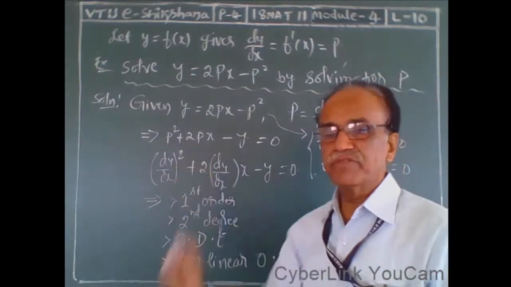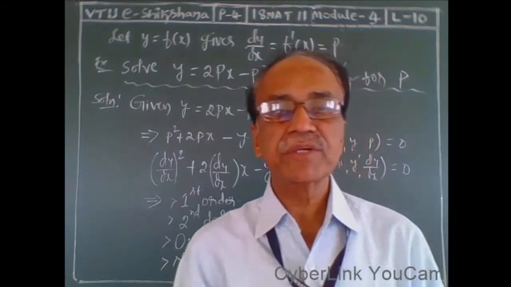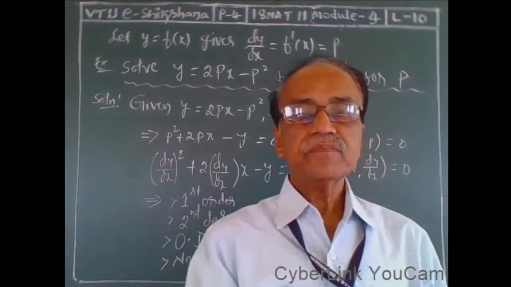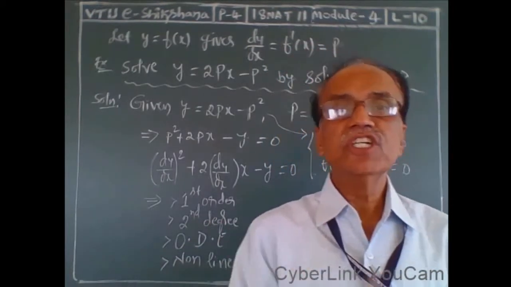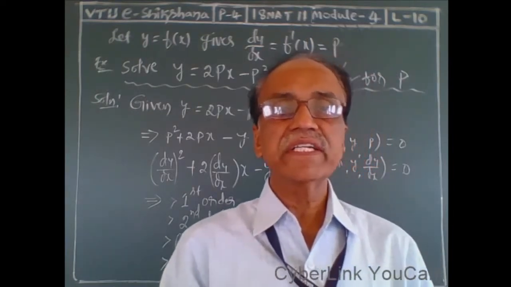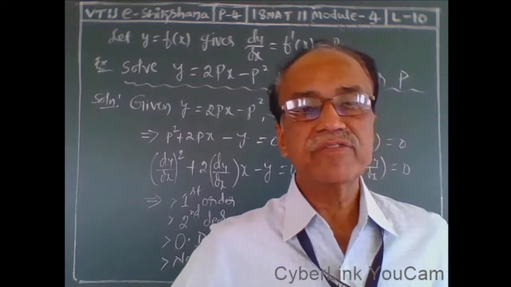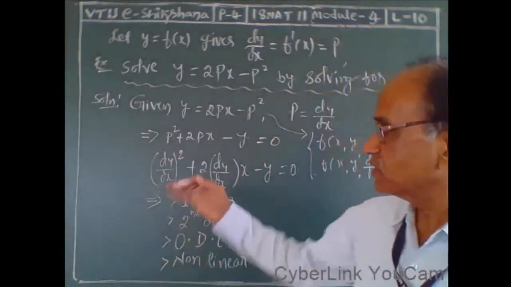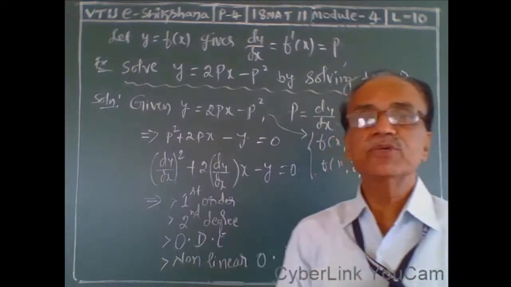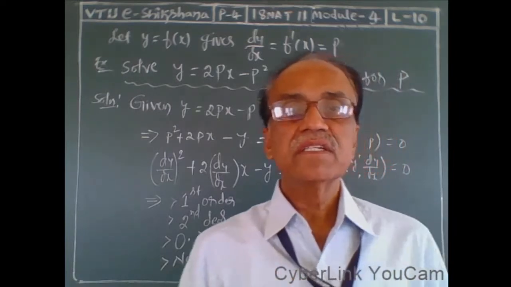Because linear differential equation is one which defines like this. Linear differential equation is one in which the dependent variable y and its derivative, that means dy by dx, both must occur with first degree and they should not be multiplied together. Then we call it as linear differential equation. Otherwise, it is called non-linear differential equation. This is called non-linear differential equation because the degree of the differential equation is more than first, and the dependent variable derivative means it is called dy by dx. Therefore, p square plus 2px minus y is equal to 0 is said to be ordinary differential equation which is of degree 2, order 1, and it is said to be non-linear differential equation.